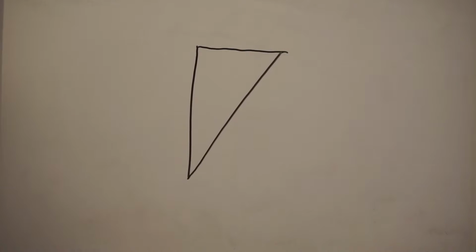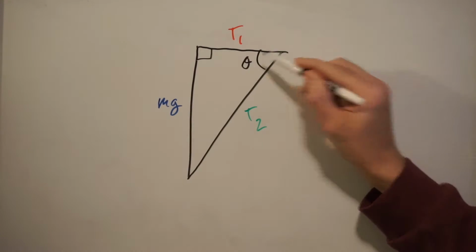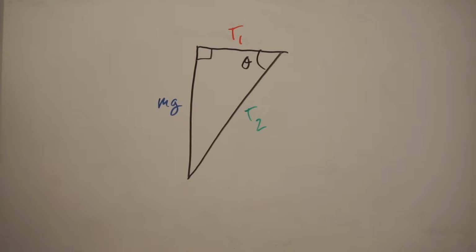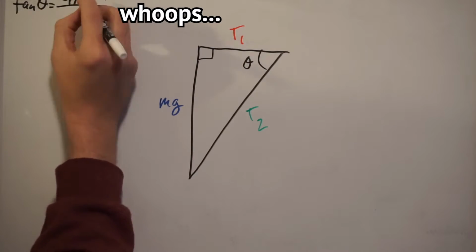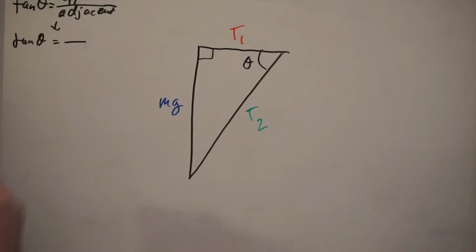So we get T2 on the hypotenuse, T1 on the horizontal component, and our weight force mg on the vertical component. Let's start with T1. We're given an angle and the opposite side, and we need to find the adjacent side. So we're going to use tangent, because tangent of theta is equal to the opposite side over the adjacent side, in other words, mg over T1. Multiply and divide: T1 equals mg over tan theta.